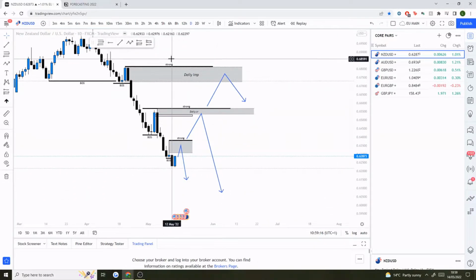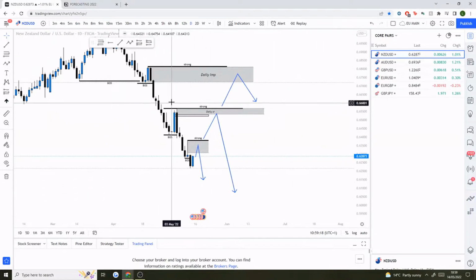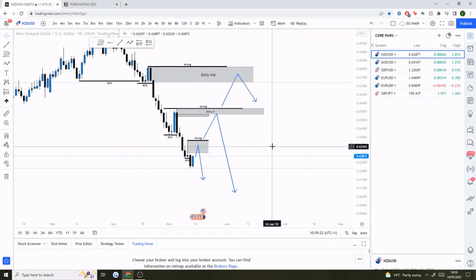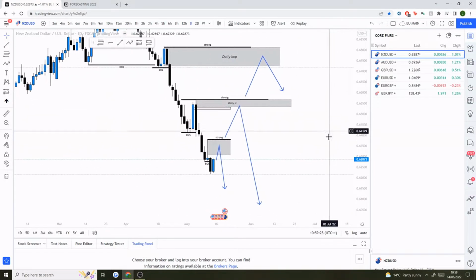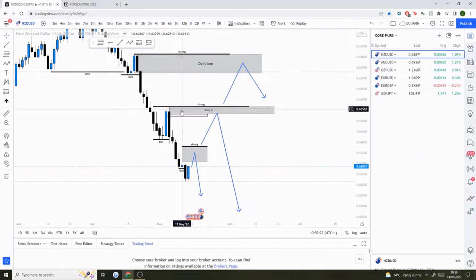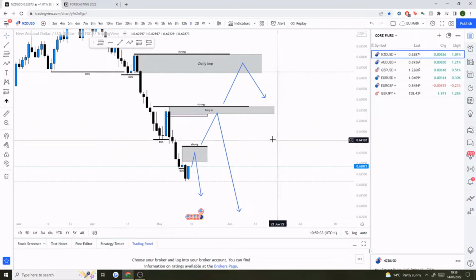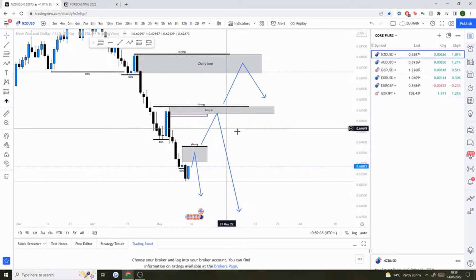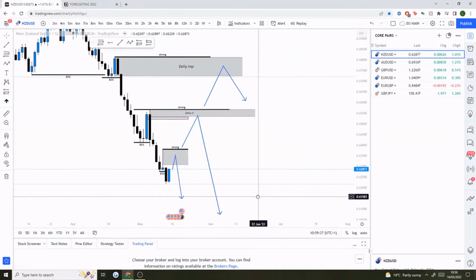Now, looking at the daily, we're currently in a range from this high here, this strong high, to this low down here. So for me, at some point, since we do have an order block up here, what I'm going to be expecting is that price is going to retrace and come back up here so that we can mitigate this order block before then going further down.